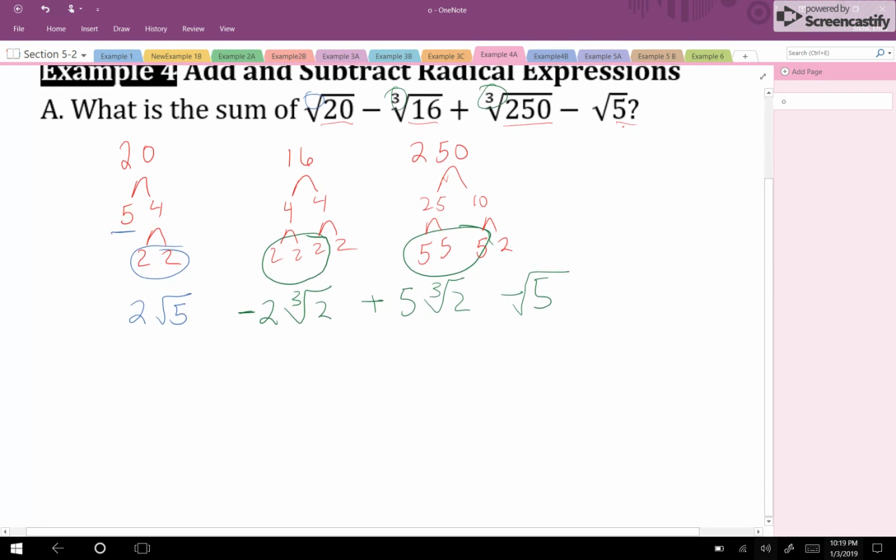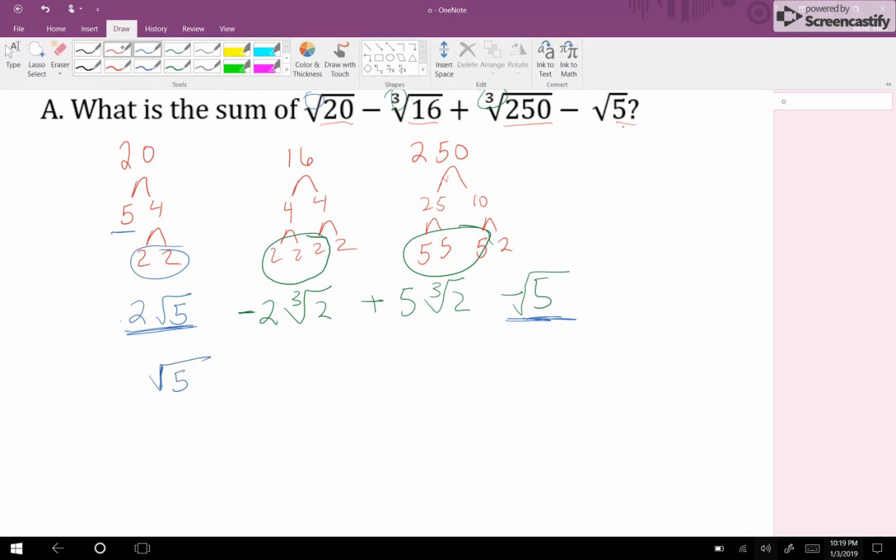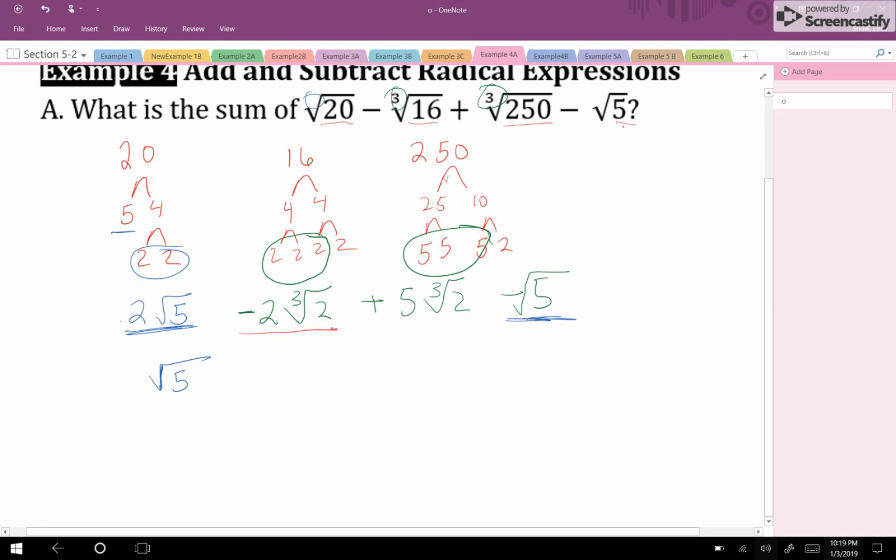Now that I've rewritten this, I actually have some of the radicands that are the same. So this square root 5 and this square root 5 are the same. So 2 minus 1 root 5 is going to give me 1, or just root 5. And then our negative 2 cube root of 3 and positive 5 cube root of 3 is going to give me plus 3 cube root of 2.